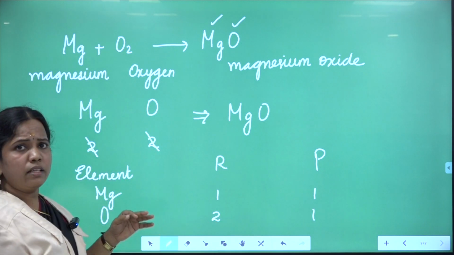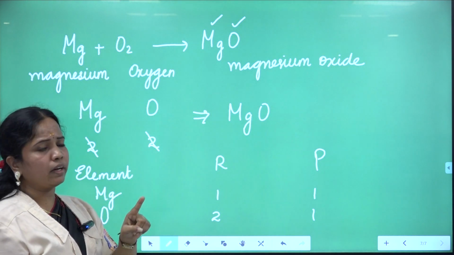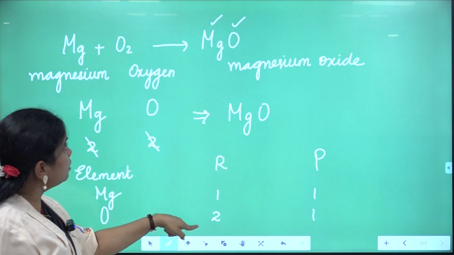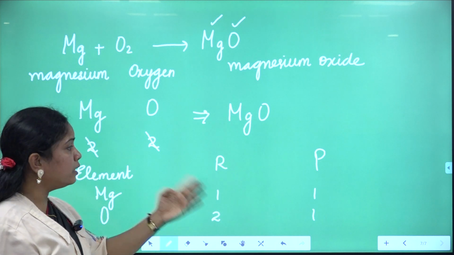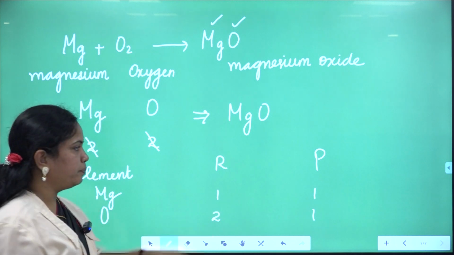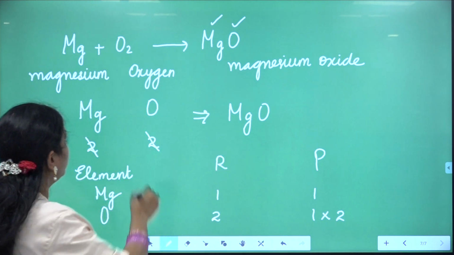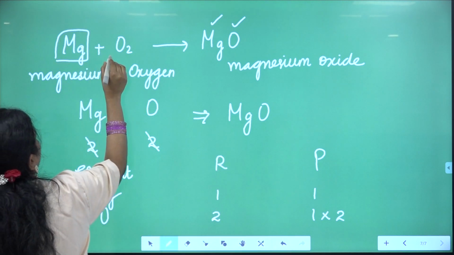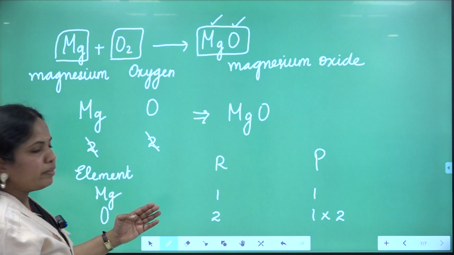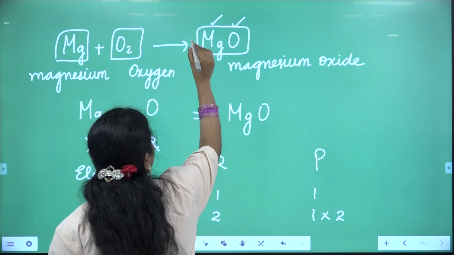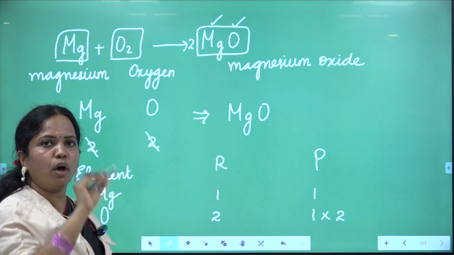Is the equation balanced? No, because Mg is only 1 on both the reactant and product side, whereas oxygen in the reactant side is 2, and in the product side it is only 1. So, what do we need to do, children? We need to multiply oxygen in the product side by 2. So, we will draw the box here. We need to write 2 outside the box, and you are not supposed to change anything inside the box. That is why I am telling you to draw the box.